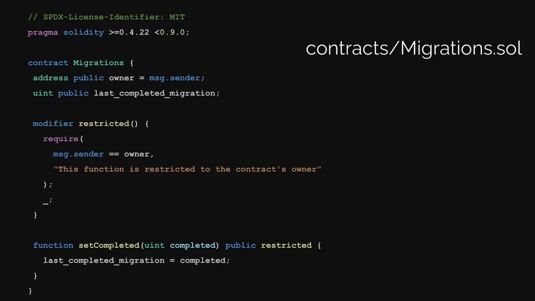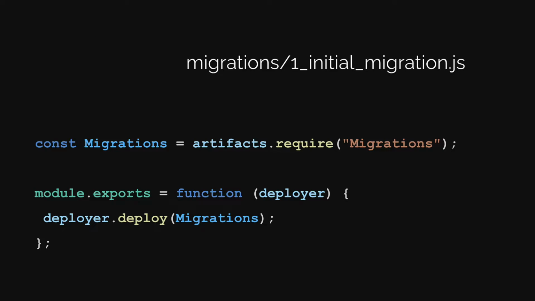So we also get one sample smart contract, migrations.solidity. This is just a sample contract that Truffle has built for us. We also get a sample migrations file. This is just some sample code showing how you can write code that will deploy a smart contract.